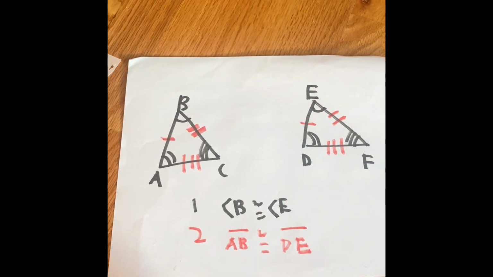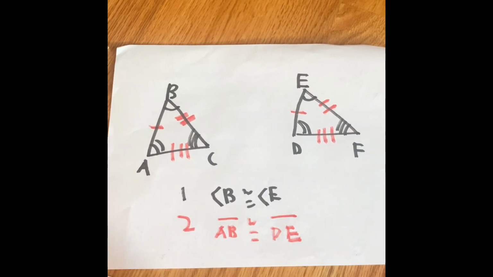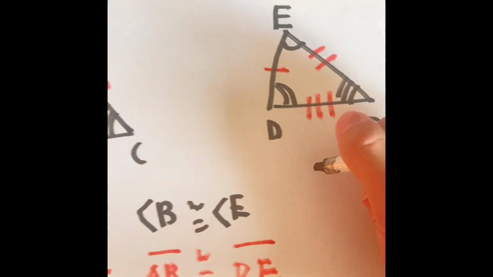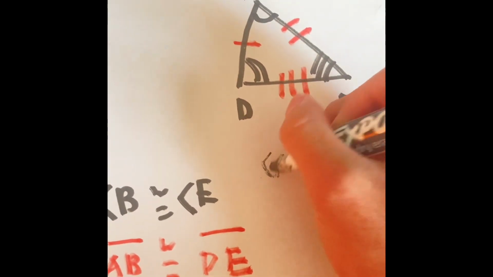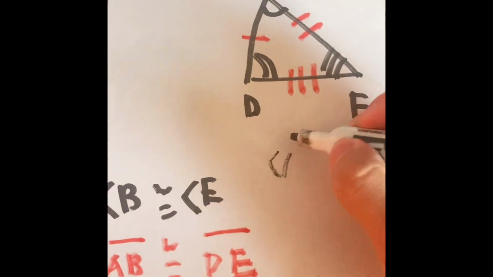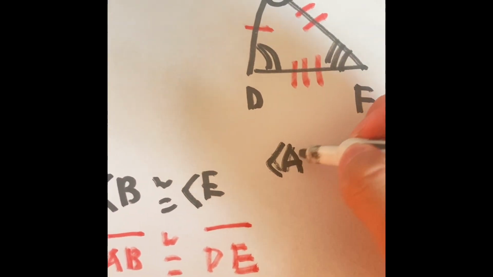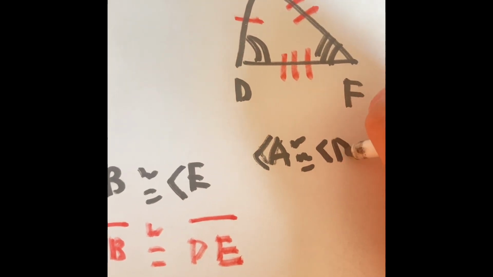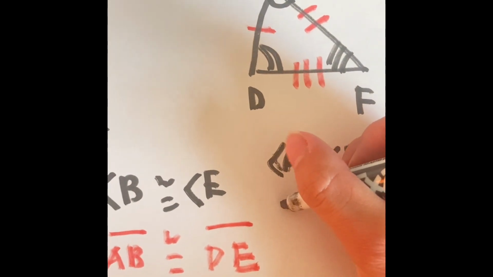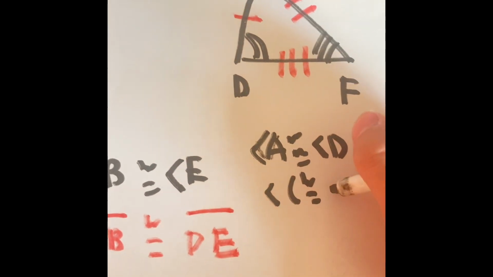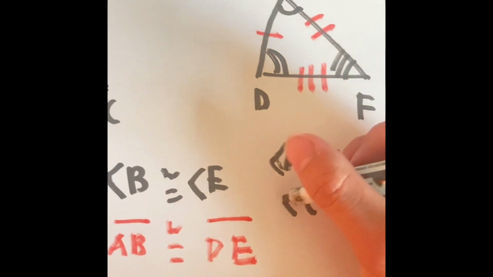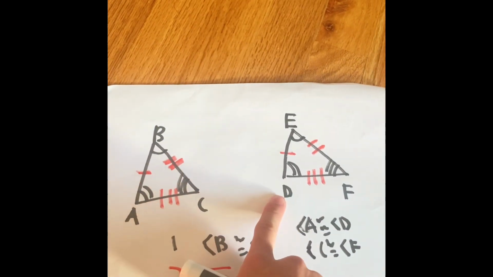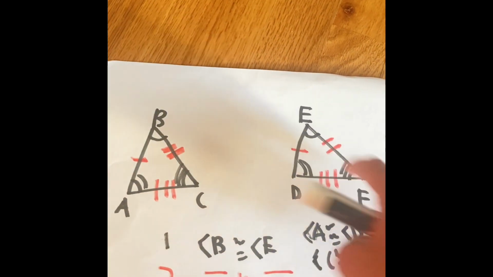Let's list out some more. So, for the angles, we're going to use black. We can also say that angle A is going to be congruent with angle D. Angle C is going to be congruent with angle F. So A, D, C, F, and B, E.